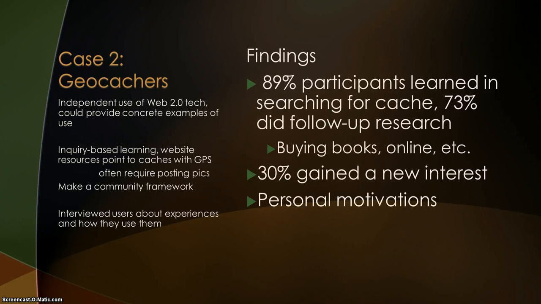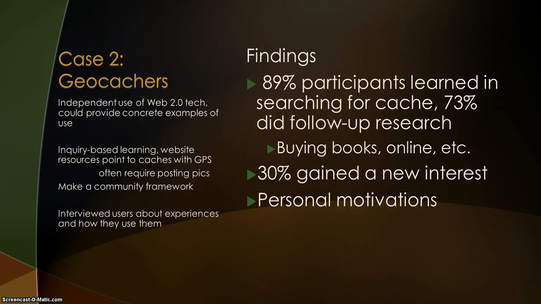Case two were these geocachers, which is this independent use of this Web 2.0 technology, which gives these concrete examples of them using this. Essentially what they would do is that they'd go around, they'd find these caches people would hide on GPS coordinates, and they would find information on them. They'd be like dinosaur footprints or just historical facts that they could find. So it was inquiry-based learning, in that you could find these things just by looking them up and saying, oh, hey, that looks interesting, I'm going to go find that. I'll use my GPS software on my phone, or I'll use my actual GPS.